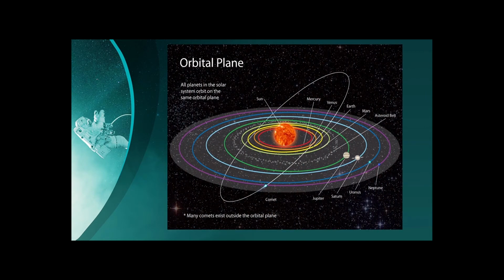Now we're going to talk about orbital planes. All planets in the solar system orbit on the same orbital plane. What's an orbital plane? An orbital plane is a flat disc-shaped space that connects the center of the object being orbited with the center of the orbiting object. Or more simply, the orbital plane of a revolving body is a geometric plane in which its orbit lies.